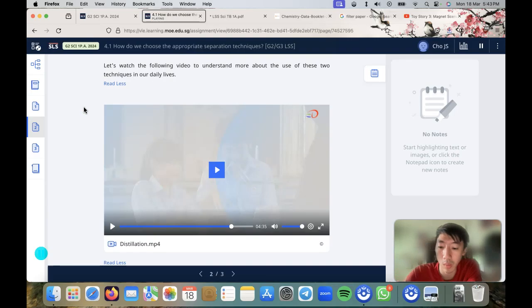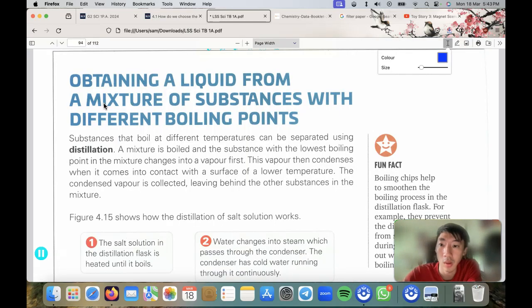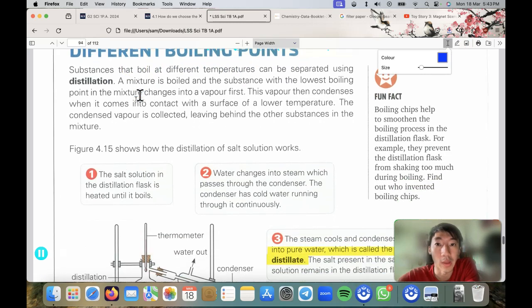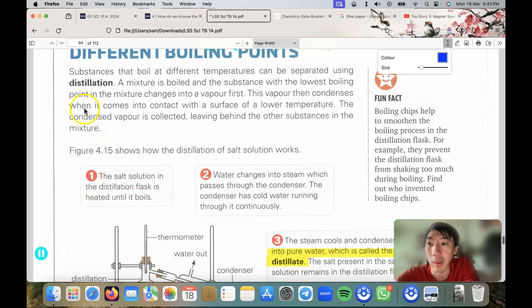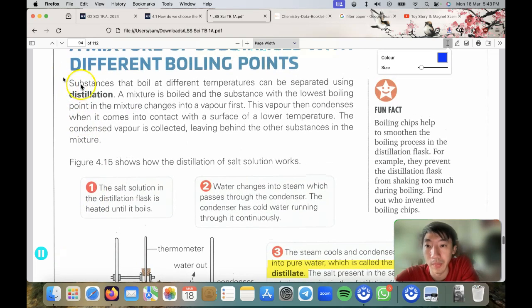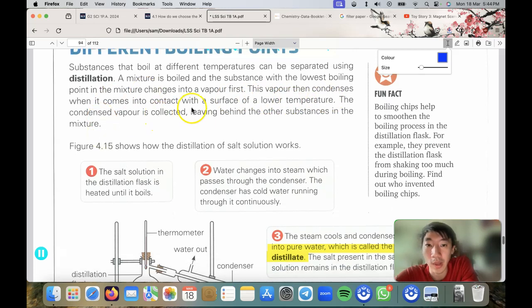Okay, so that was distillation, and now let's talk about what more we can learn about distillation. We know that substances that boil at different temperatures can be separated using distillation. A mixture is boiled, and the substance with the lowest boiling point in the mixture changes into a vapor first. This vapor then condenses when it comes into contact with a surface of a lower temperature. The condensed vapor is collected, leaving behind the other substances in the mixture.